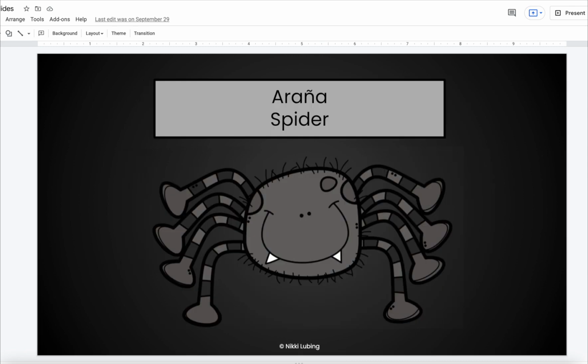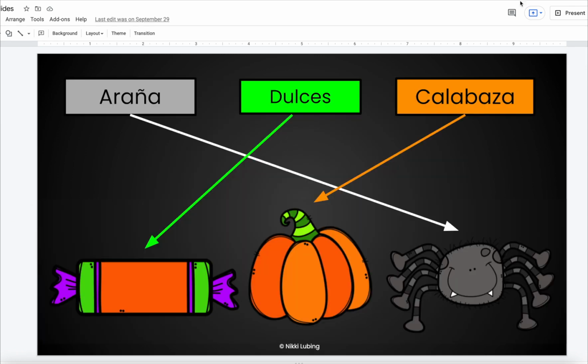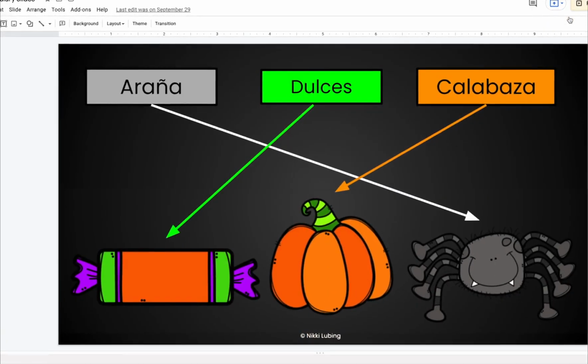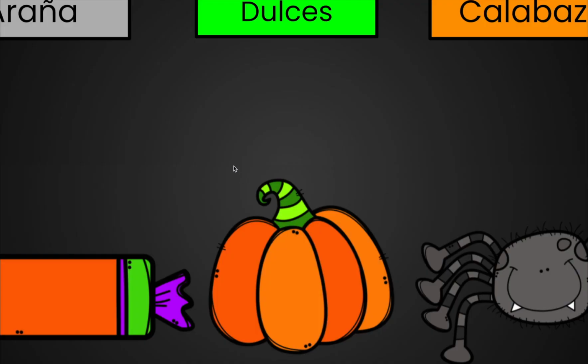So after they learn these 3 words, they see the picture, we practice the pronunciation of the word, and then I'm going to see if they can remember the word. So if I click present, what happens is I'll say, okay, ¿cómo se dice? Which means how do you say candy? And then they'll say dulces. So they have a word bank here too. So you see how it's very gradual.